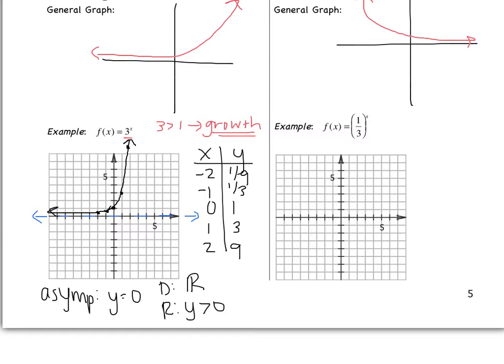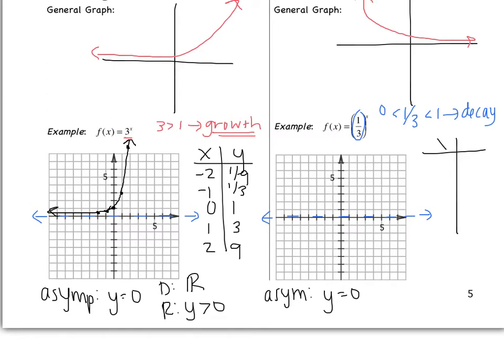If you look at the example to the right, this is going to be a decay example. The way we know this is because I have 1/3. 1/3 is between 0 and 1, so this is going to be decay. So first thing, let's identify that asymptote again. Again, on these basic examples, it's just going to be y equals 0. Examples on the next page, the asymptote is going to move, and I'm going to show you how that works. But for right now, it's just y equals 0.